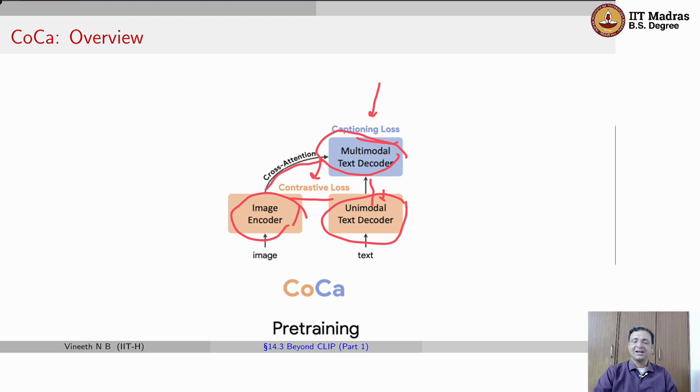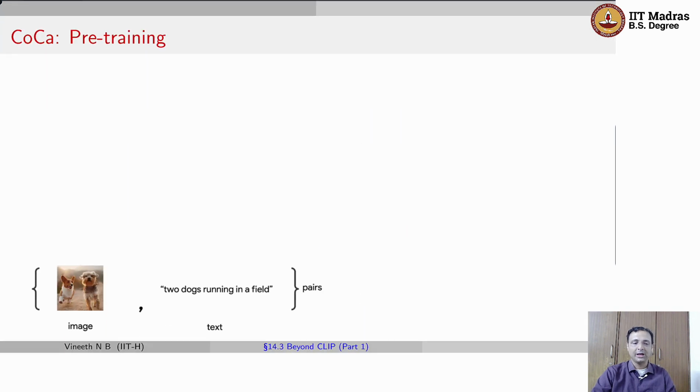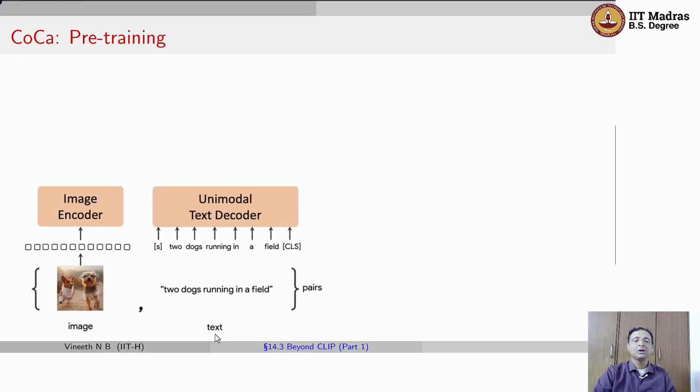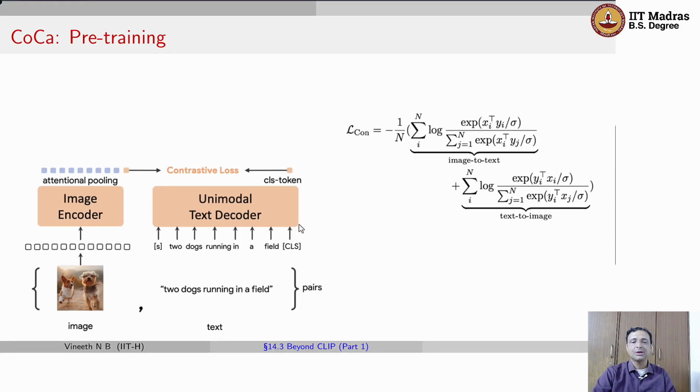This is the overall architecture of their approach, a fairly simple one as you can see, but let's see this in more detail. So in the pre-training stage, they have an image and a corresponding caption. So they have these image text pairs. Okay. They also use positive negative pairs because they use a contrastive loss in their approach. Now the image goes through an image encoder, the text goes through a unimodal text decoder along with a CLS token which is used for the contrastive loss.